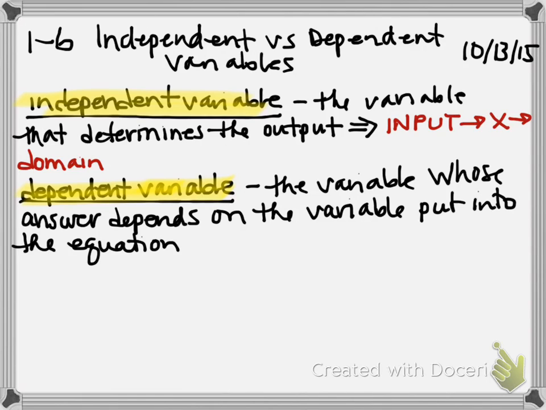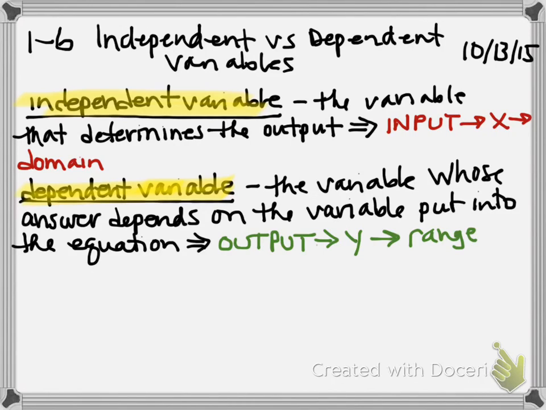So what words are we talking about that would represent dependent? What other vocab words have we talked about that would represent dependent? Jack. Okay, Johnny Ray? Output. Number 1, output. And then what do we associate output with? Y. And what do we associate output and Y with? Range. Okay.